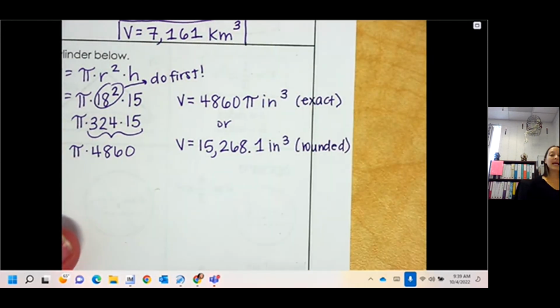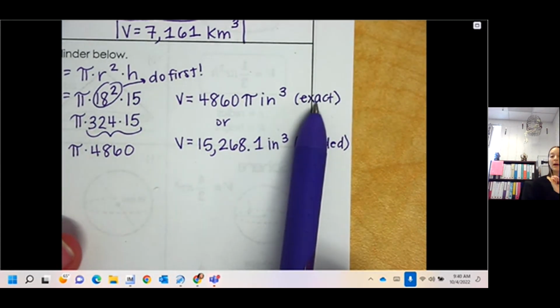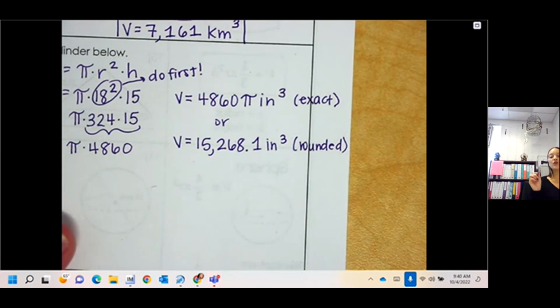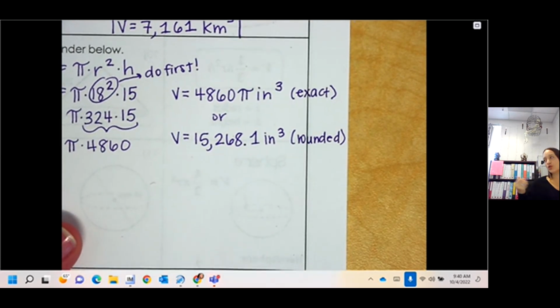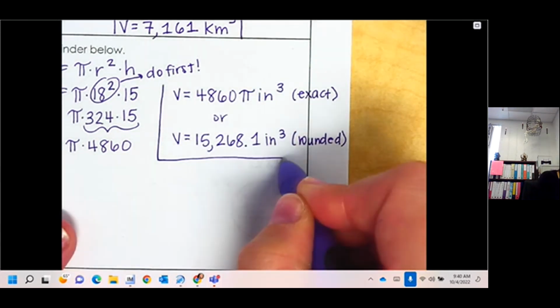Okay, so depending on how I ask you for the question, if I ask for exact, that means leave the pi symbol. If I ask you for a rounded answer, that means I actually want you to physically multiply the 2 numbers together. Okay, and that was it. Wasn't that easy?